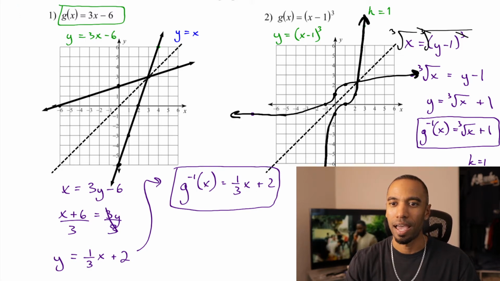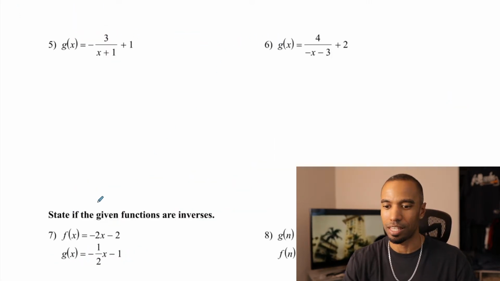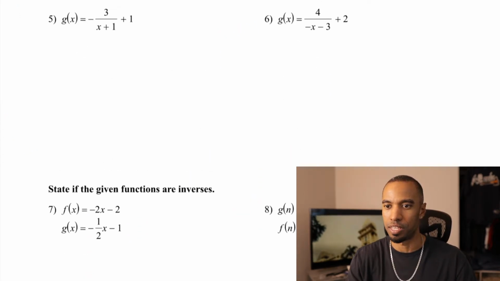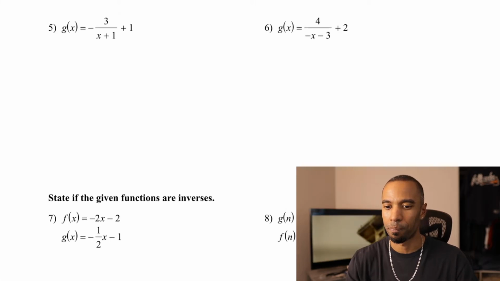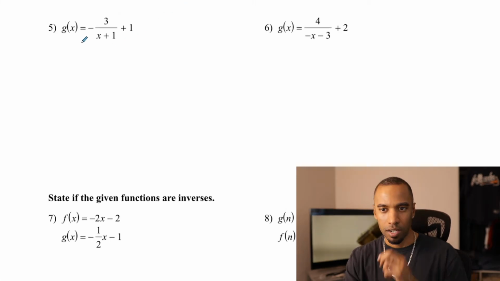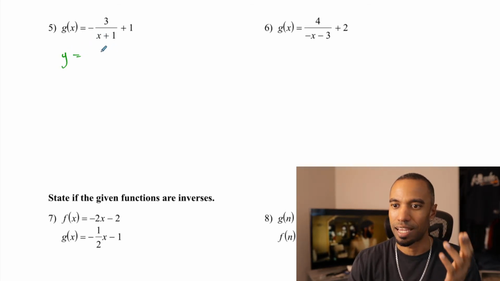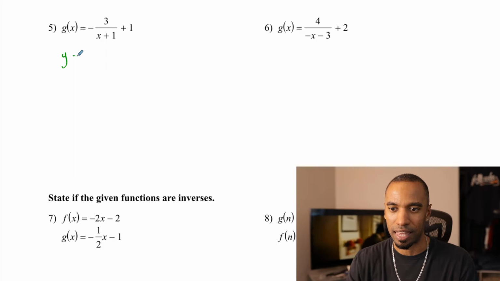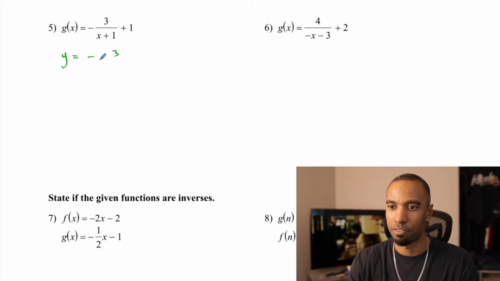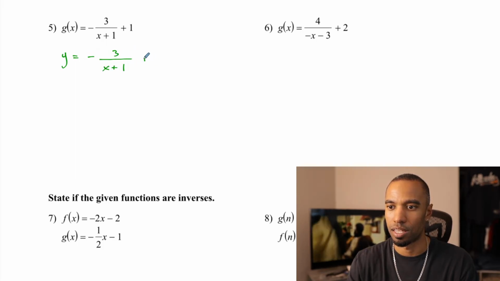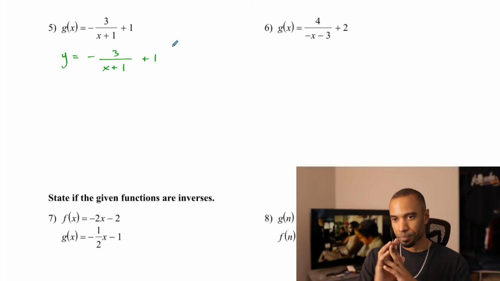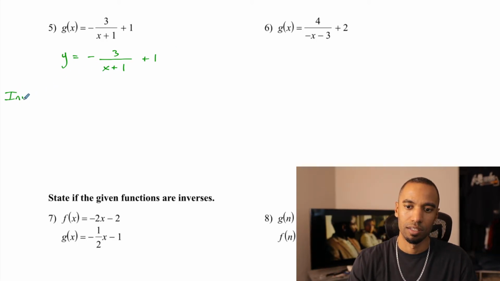Okay, here we go. I got 2 more. Calculate the inverses, and then we determine whether these next 4 are inverses. So, okay, good on time. All right, number 5 here. Let's swap x and y. I personally need to write that y to help myself out here. y equals -3 over x plus 1, and then plus 1. So again, swap x and y and then get y by itself.